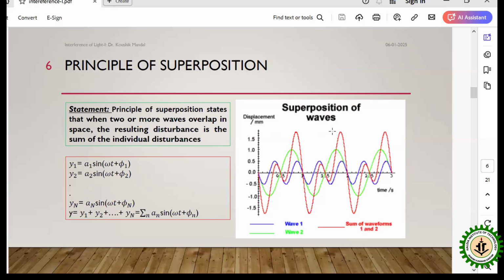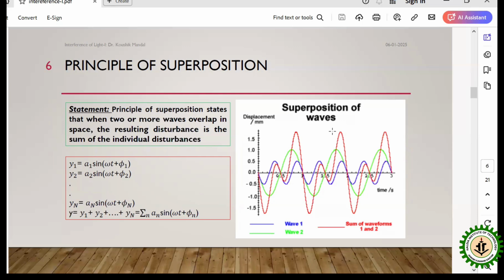I mean, what these details I am telling about before going to the interference phenomena. This is very basic, and it is required to understand the phenomena of interference of light. So, what is superposition? The principle of superposition states that when two or more waves overlap in a space, the resulting disturbance is the sum of individual disturbances.